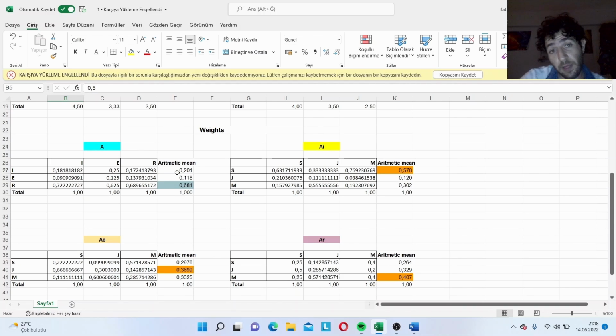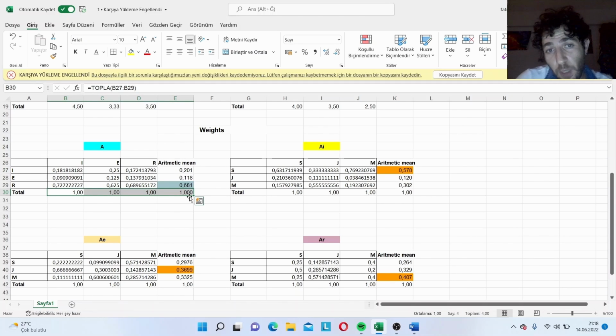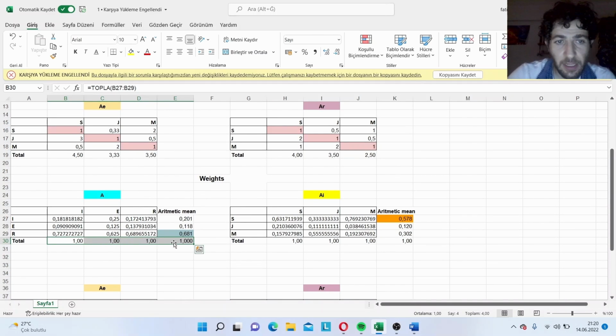How will we find this arithmetic mean? For personal interview, we take the average of all the numbers. For this we can click average and choose these cells. So when we find these values, the total values must all be 1. So you see we found all of them was 1. That one is just for criteria, and now we will examine all values for arithmetic mean.